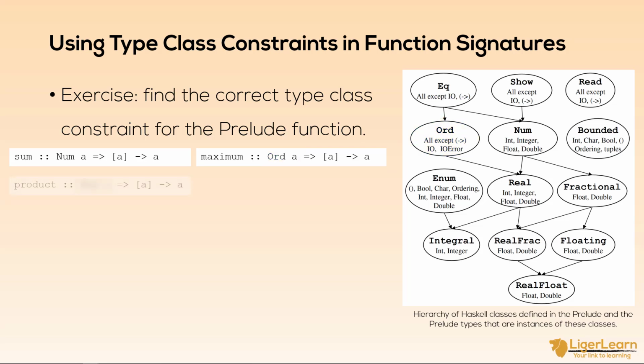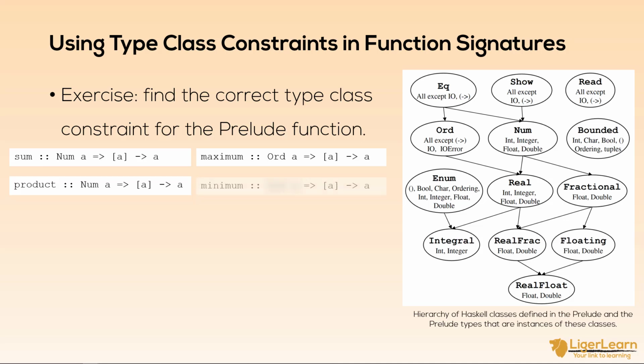And now we have another function called product. This is supposed to calculate the product of all items in the list. What should its type constraint be? For the exact same reasons as for the sum function, the type constraint is Num.